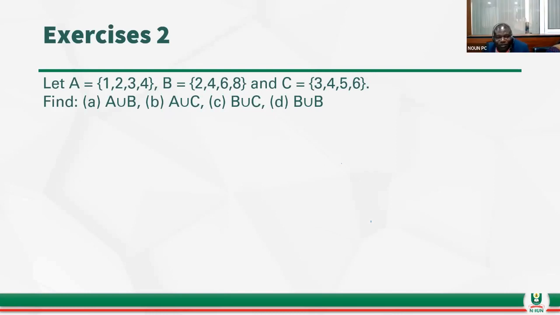What about B union C? B is 2, 4, 6, 8 and C is 2, 4, 5, 6, 8. No, there is 2, 3. You throw 3 away. So B union C is 2, 4, 5, 6, 8. Yes. Thank you.